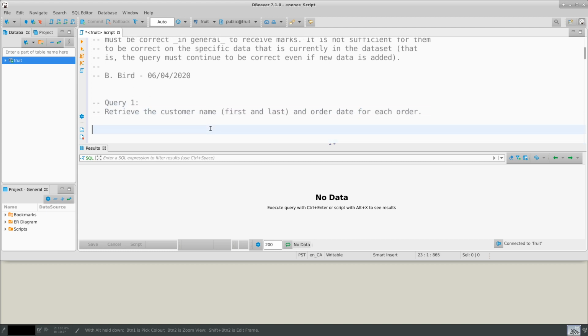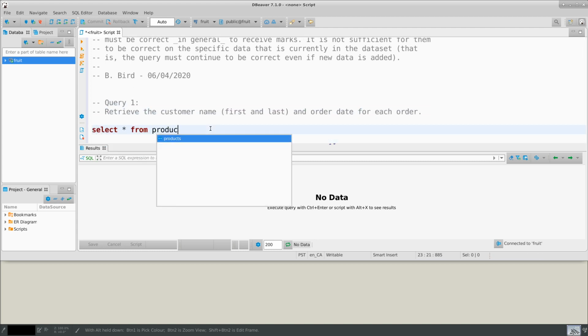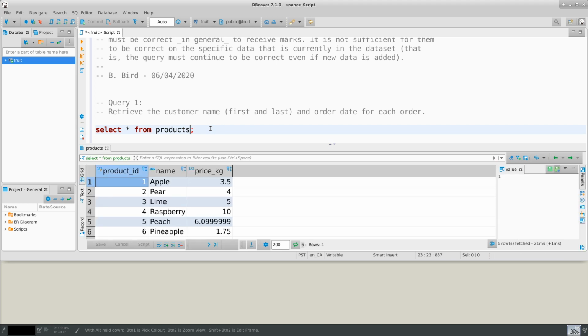Let's try running a test query. Okay, so hit Control Enter, see what happens. Looks like it worked.